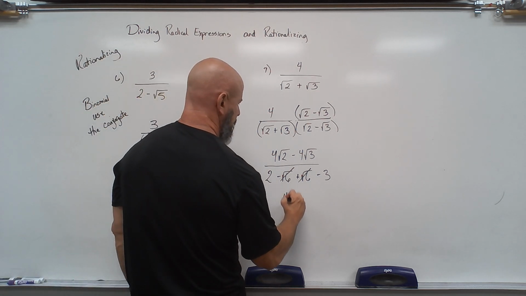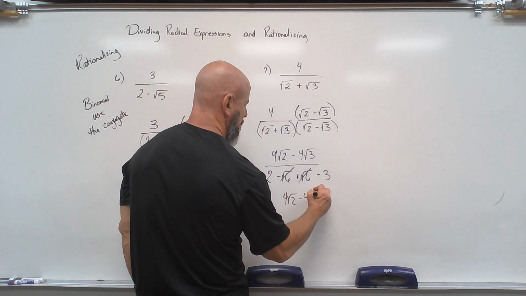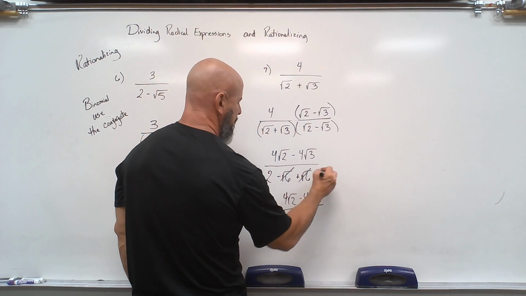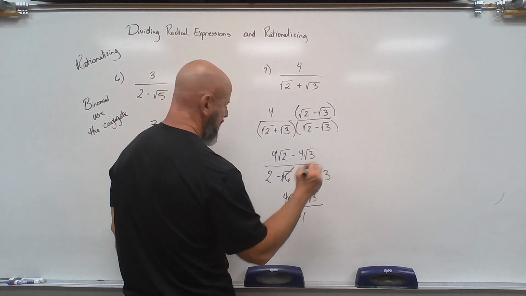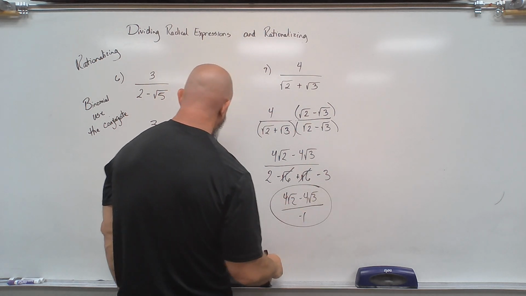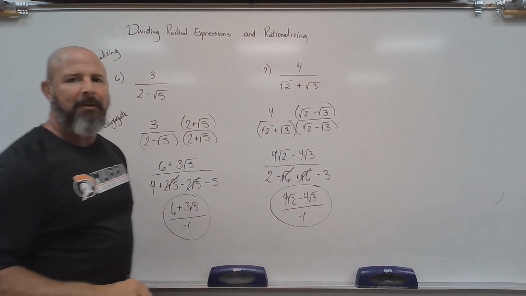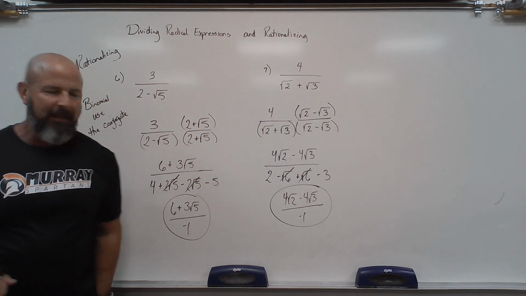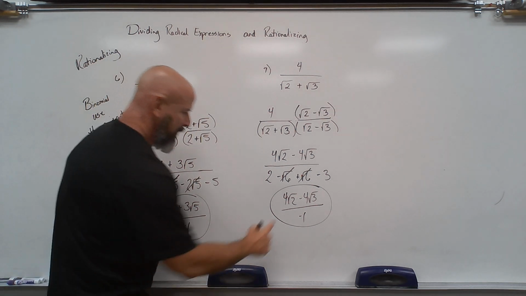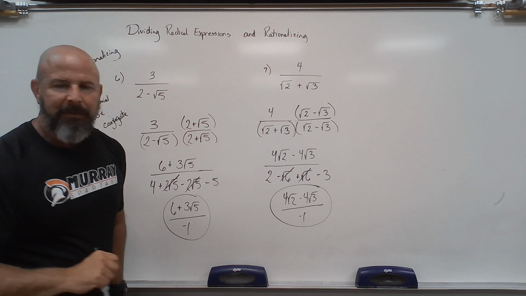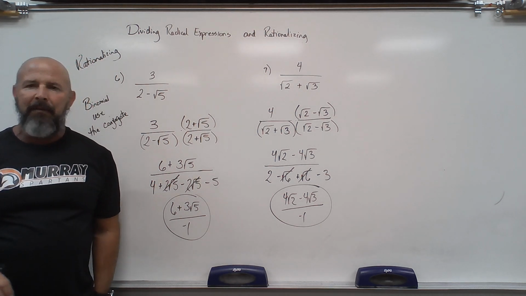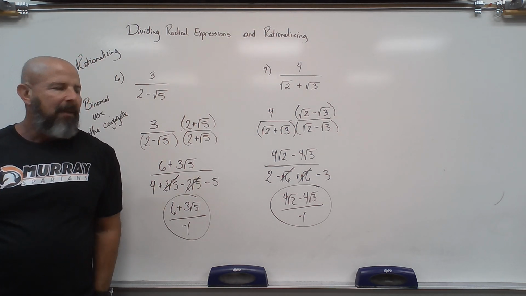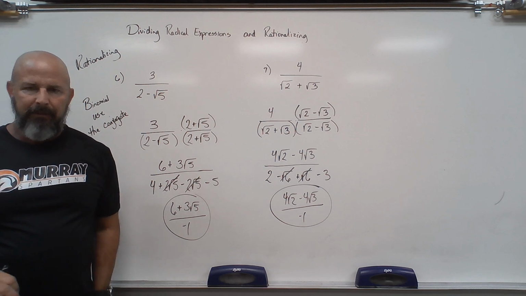So I'd have 4 root 2 minus 4 root 3. 2 minus 3 would be negative 1. Don't read anything into the fact I got negative 1 in the denominator twice. That's just the numbers I made up here. The key is we're not going to have a radical. We're not always going to have a negative 1. It might be a 5. It might be a 13. But I'm not going to have that radical there.